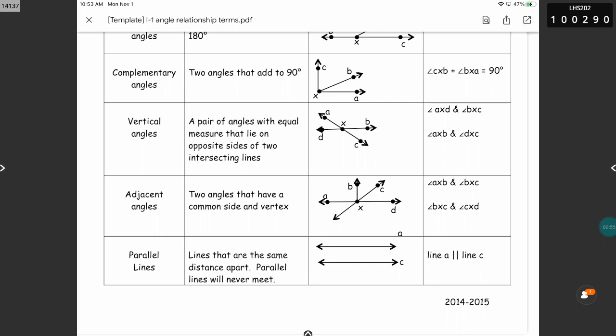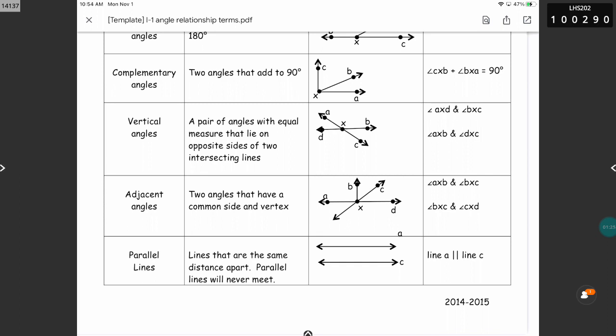Vertical angles are a pair of angles with equal measures that lie on opposite sides of two intersecting lines. So it's like equal perpendicular lines. Yes, correct. Vertical lines do not have to be perpendicular though. They just need to be two intersecting lines at any point. Perpendicular lines meet at 90-degree angles. That's my difference. Oh, I did not know that. Perpendicular lines meet at 90-degree angles. So vertical lines just cross.